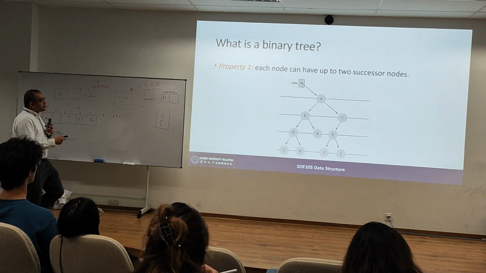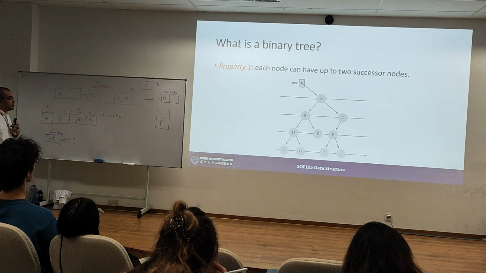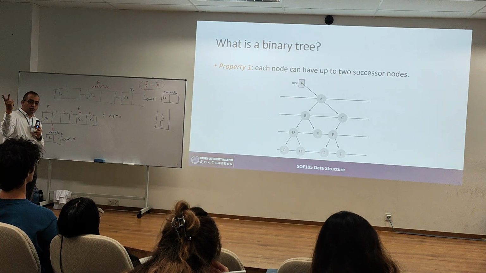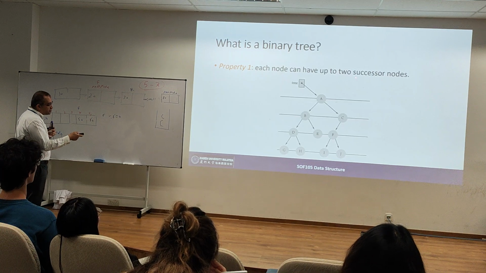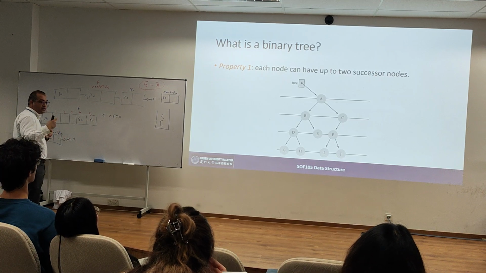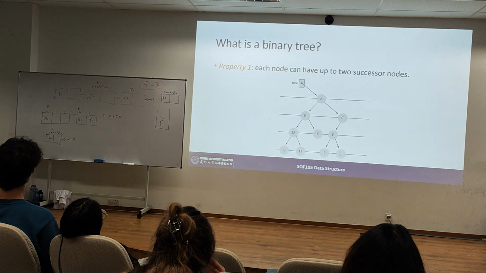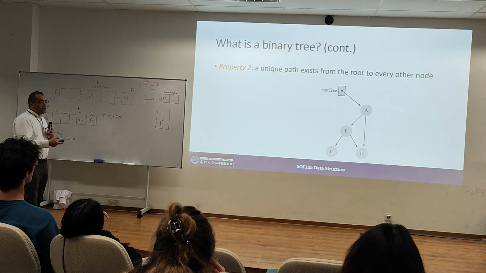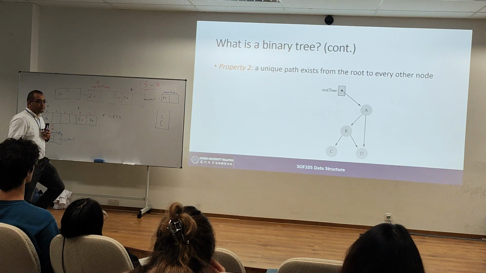Then, what is a binary tree? I have 2 properties of a binary tree which are very important. The first property is every node can have up to 2 children, correct? And let me put here the other terminology. Children, we can call them what? Successors. The ones who succeed you in life, correct? So your children are your successors, right? The second property, which is very important: a unique path exists from the root to every other node.